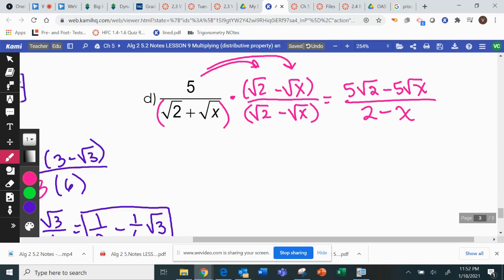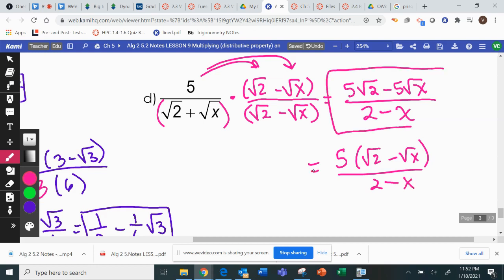And there's nothing else that I could do to this question. I mean, possibly you could write it like 5 times square root of 2 minus square root of x over 2 minus x, but this, I think, is just a simpler way of writing it. So that's all I could do to that one.